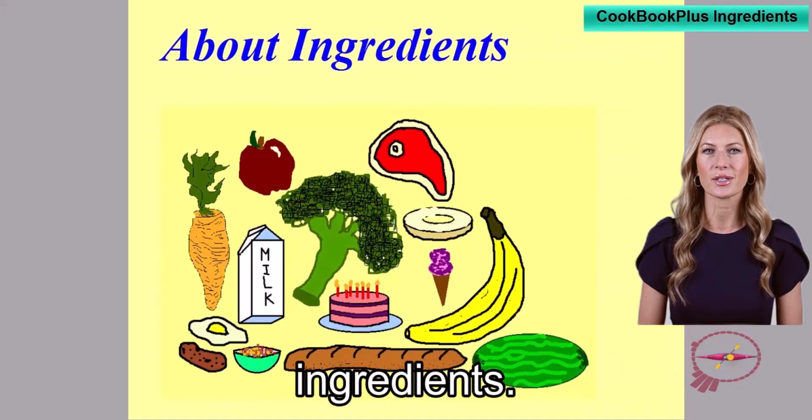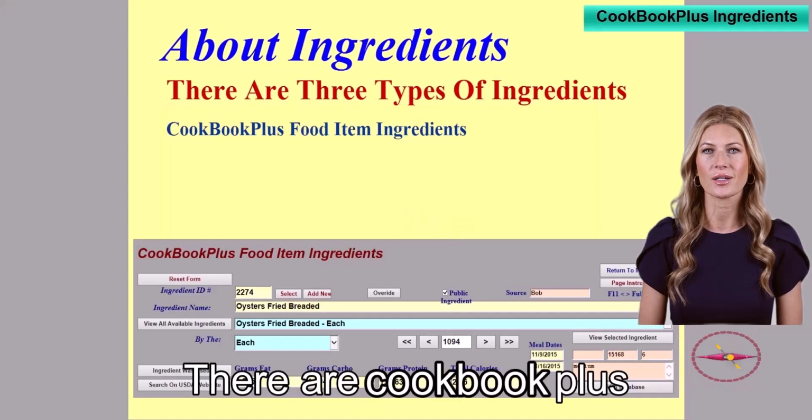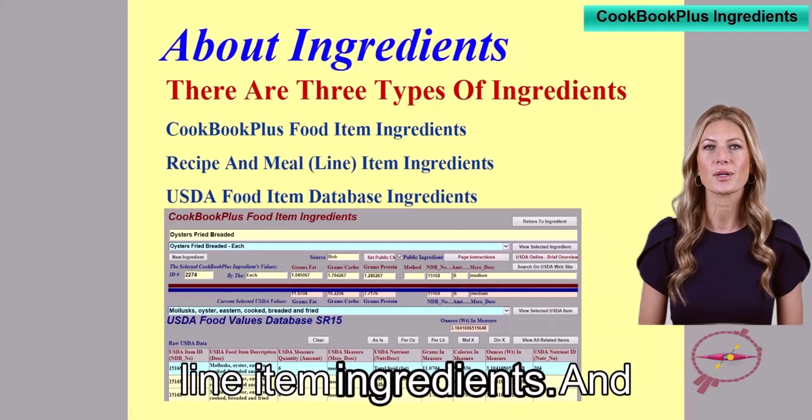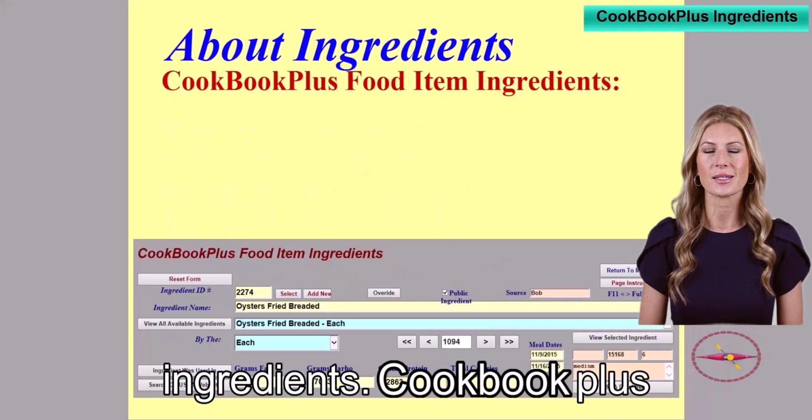A few words about ingredients. There are 3 types of ingredients in CookBookPlus. There are CookBookPlus food item ingredients. There are recipe and meal line item ingredients. And there are USDA food values database ingredients.